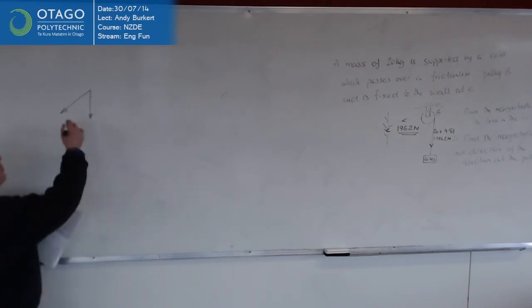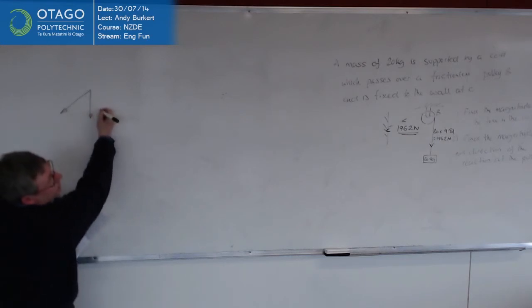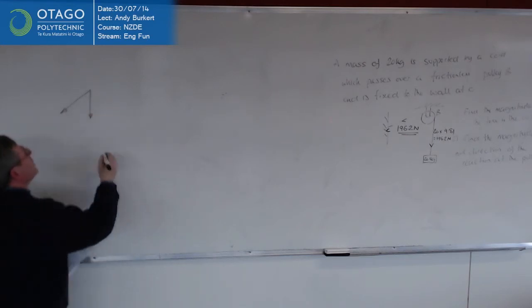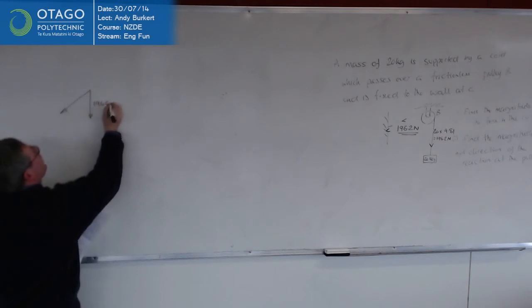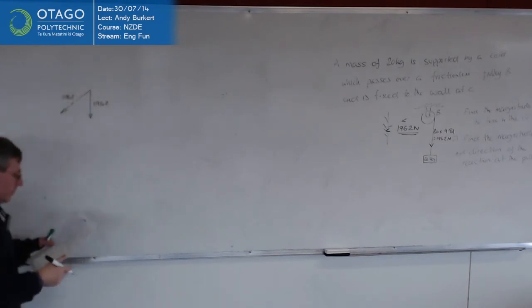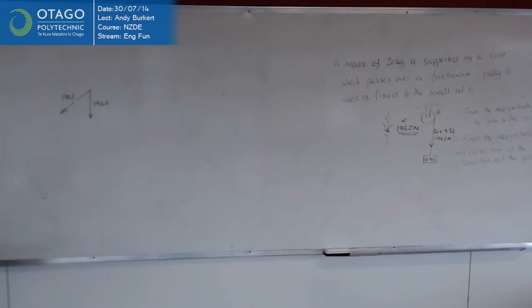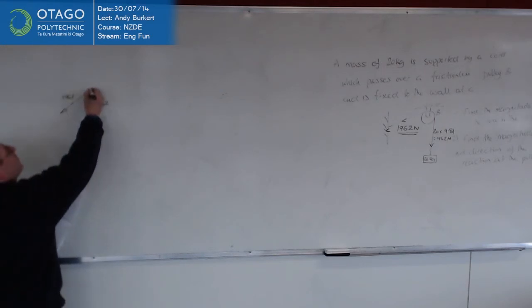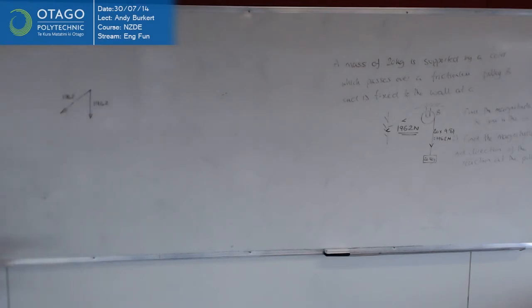Well, that's the free body diagram we've got. That's our 196.2 down there and 196.2 there. Yeah? So there's our pulley there. So that's our free body diagram. That's not our triangular forces. Yeah? So we've got that.